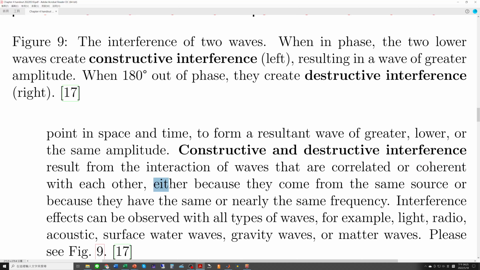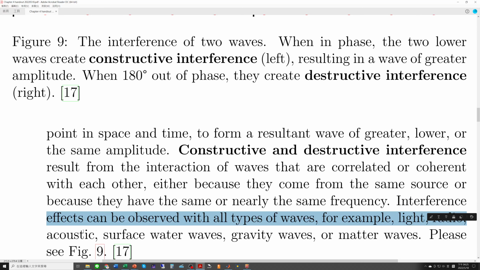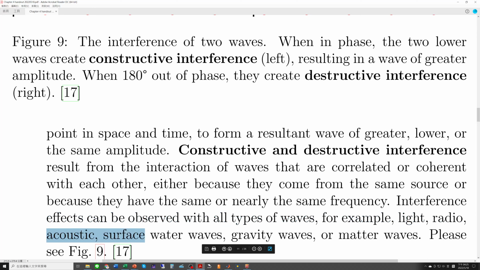Either because they come from the same source or because they have the same or nearly the same frequency. Interference effects can be observed with all types of waves. For example, light, radio, acoustic, surface, water waves, gravity waves, or matter waves. Please see figure 9. Okay, let us see figure 9.